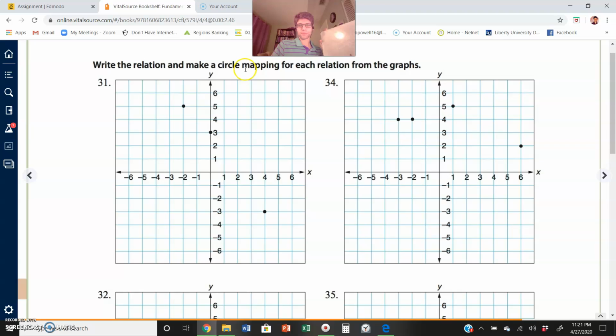Notice it says write the relation and then make the circle graph. So write out the points. I'll do it here. We have 4, negative 3. We have 0, 3. And then we have negative 2, 5. So then I'll make my circle graph with these. I'll put my negative 2, which is smallest, as 0, then my 4. And then I'll do my negative 3 as smallest, then 3, and then 5. Notice there's a difference between 3 and negative 3. And I'll just plot 4, negative 3, 0, 3, negative 2, 5. Here's my answer for number 31. There's another answer for you.